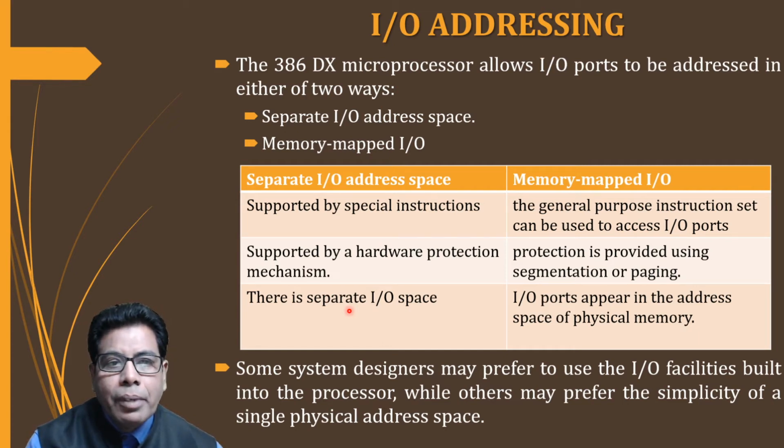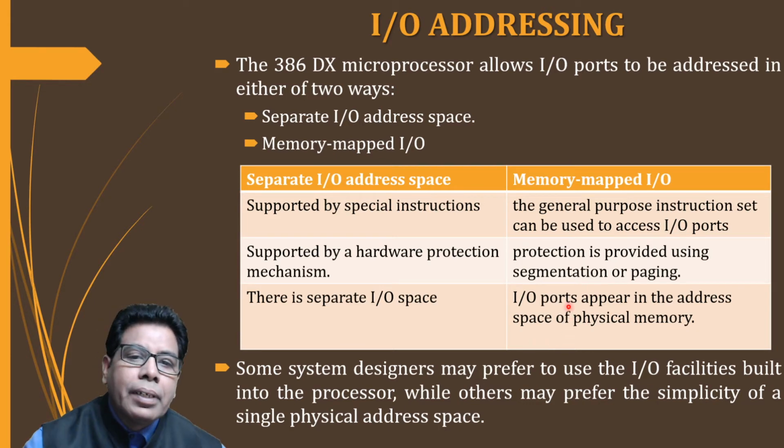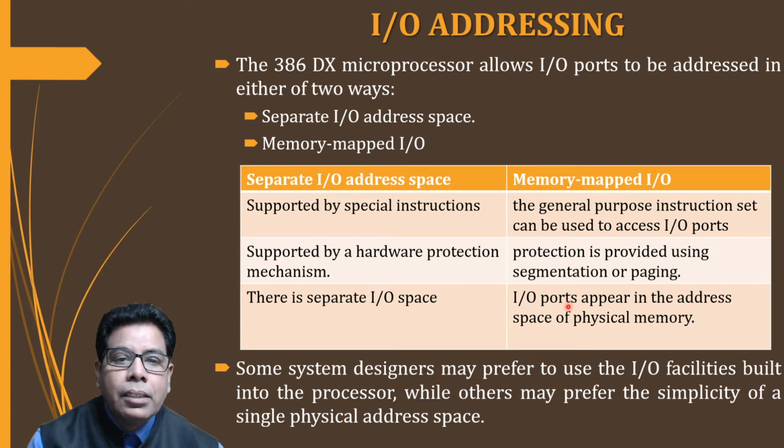Whereas in memory mapped IO, there are no special instructions. The general purpose instructions can be used to access the IO ports. And the protection is provided using the segmentation or paging. There is no hardware protection in the memory mapped IO. Then the last part, IO ports appear in the address space of the physical memory. That means they are sharing the address space of the physical memory. We'll see the diagram at that time, it will be more clear to you.